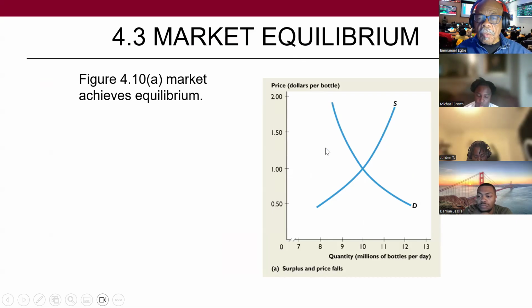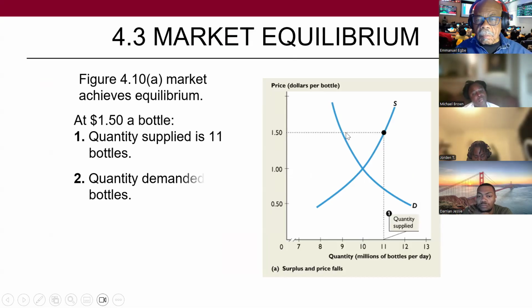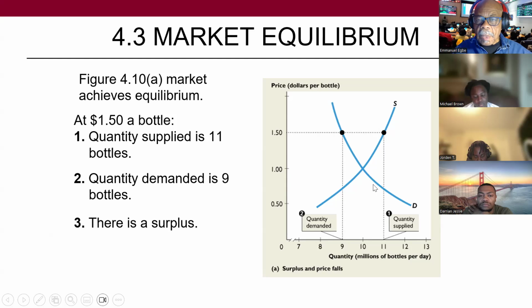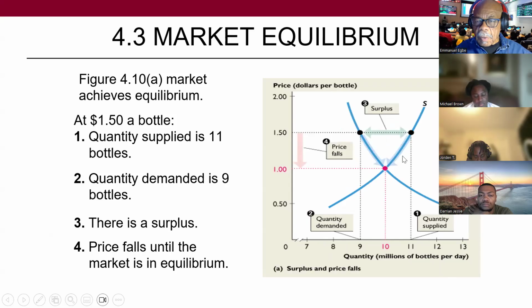Okay. If the price is higher than equilibrium, market forces will force prices down. And if price is below equilibrium, market forces will force the prices up so that you achieve the equilibrium at the red point there.